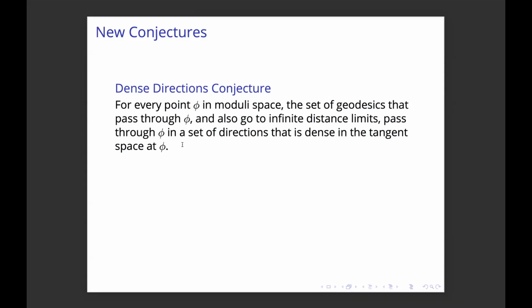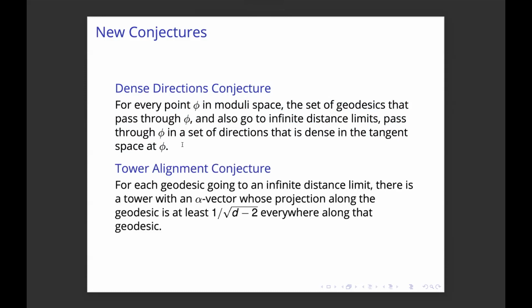The next conjecture I'm going to propose is what I call the tower alignment conjecture. So for every geodesic going to an infinite distance limit, there is a tower with an alpha vector, or scalar charge to mass ratio vector, whose projection along that geodesic is at least 1 over square root of d minus 2 everywhere along that geodesic. Now, this tower alignment conjecture is a very strong form of the sharpened distance conjecture. The distance conjecture requires tower alignment only asymptotically down a geodesic. However, this tower alignment conjecture is requiring alignment everywhere along the geodesic.